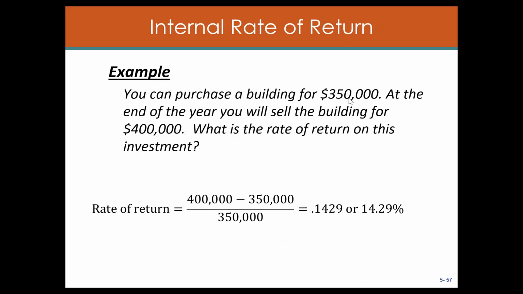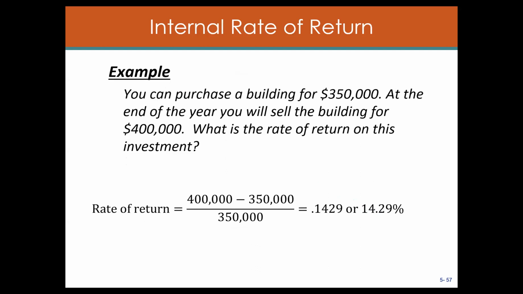You can purchase a building for $350,000. At the end of the year, you will sell the building for $400,000, on the same example. What is the rate of return on this investment? Of course, the rate of return is the difference between the two divided by the initial investment. So 400 minus 350, that's 50, divided by 350, is 14.29% is the rate of return. This is the rate of return that you're getting, right?